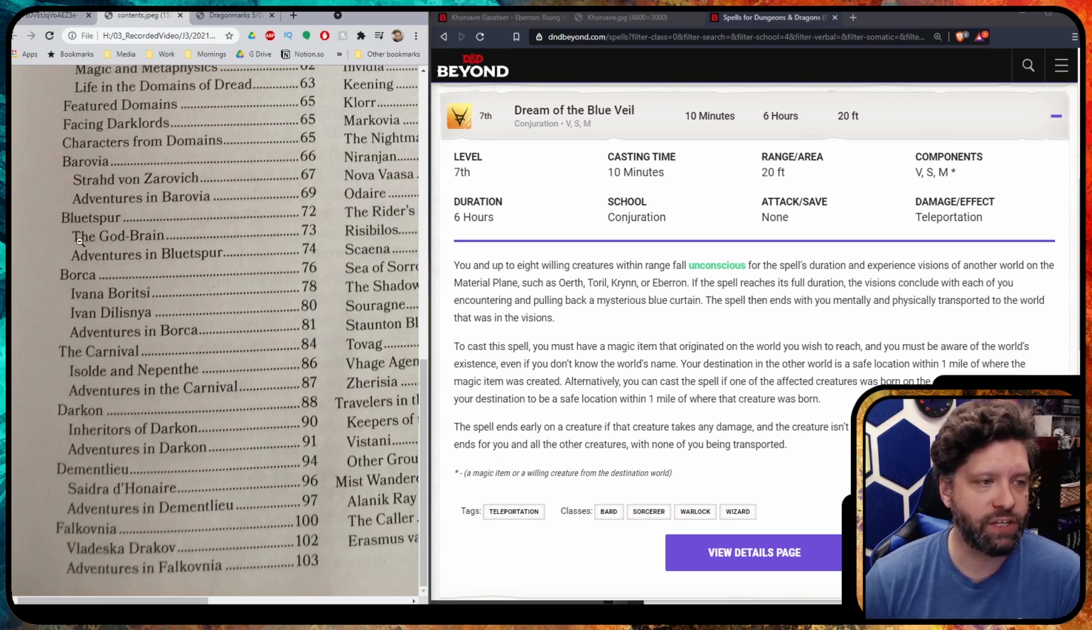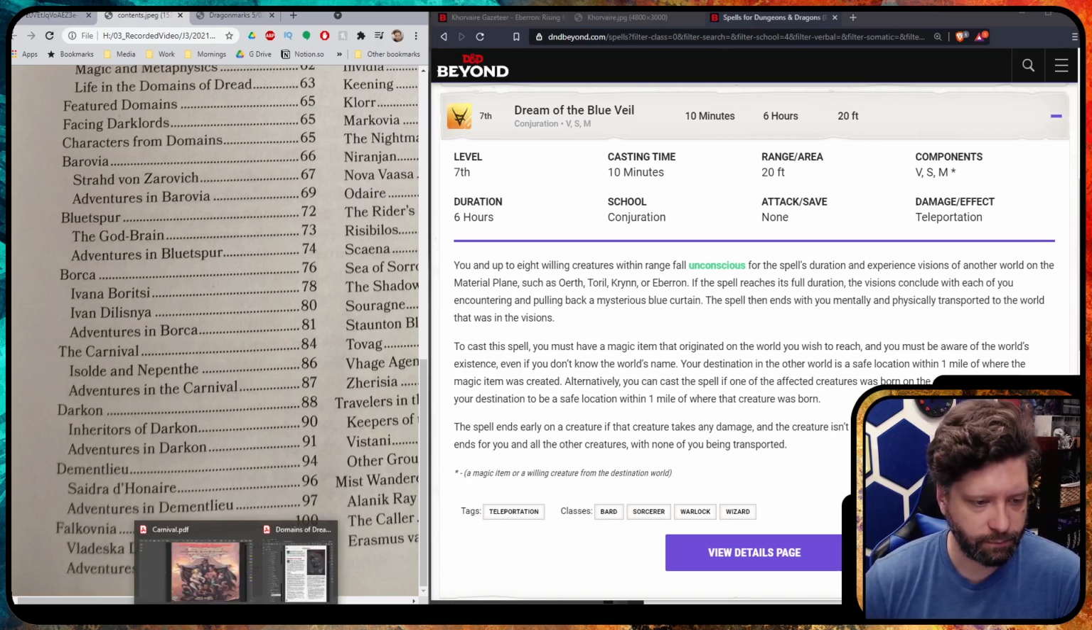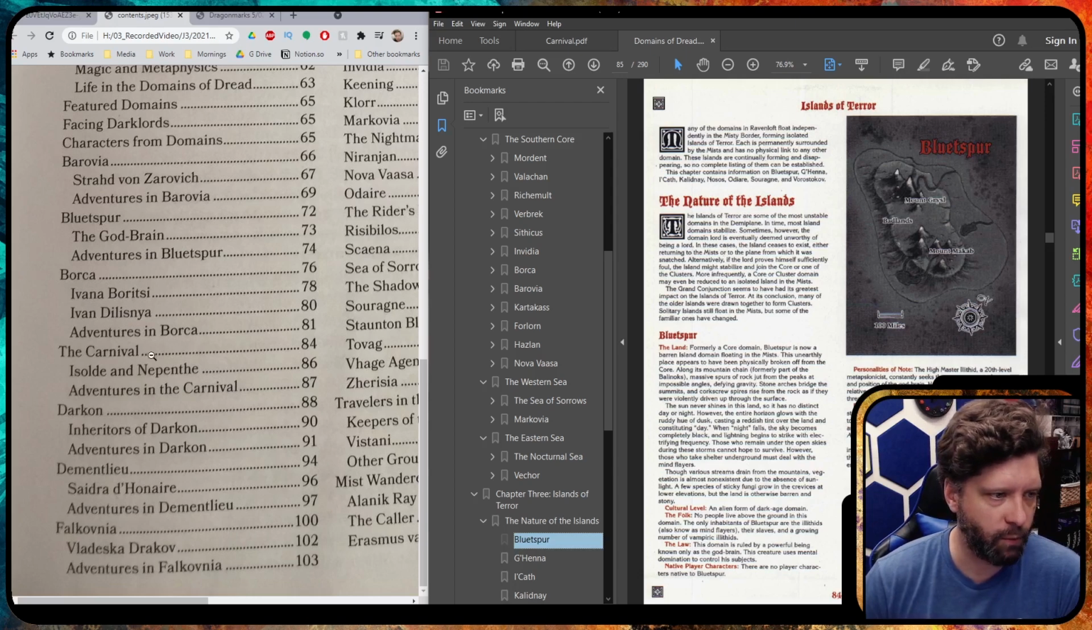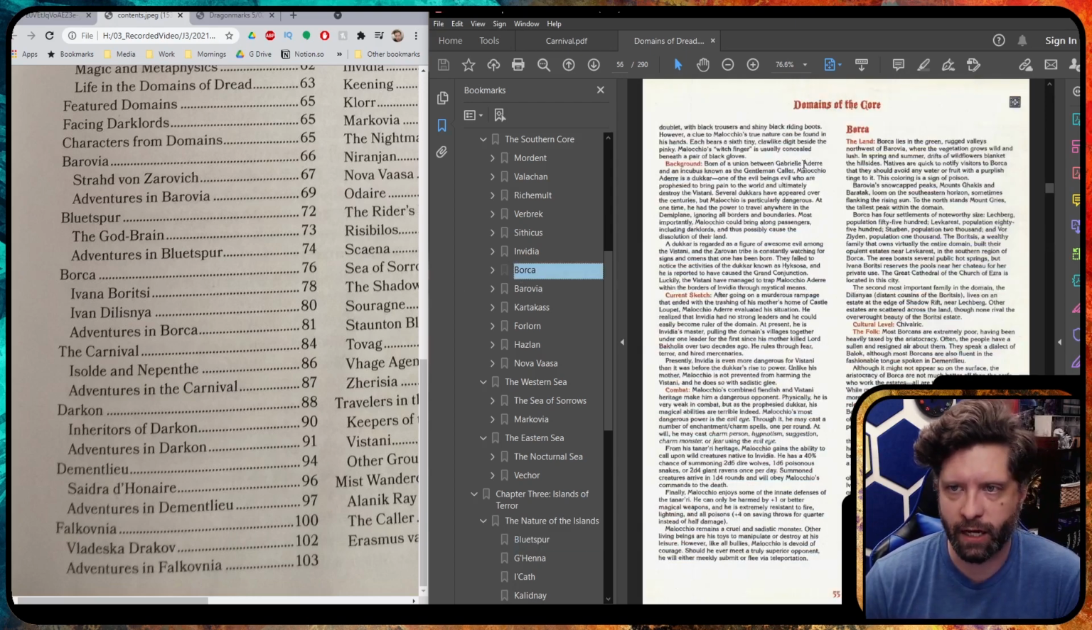Bloodspur, which is the God Brain, and adventures here. And I opened up the original Domains of Dread. So here is the Island of Terror, Bloodspur, and I think I'm pronouncing that correctly. I looked it up, and it's not Bloodspur, it's Bloodspur. And this was an island that was on the core domain, and it broke off. But we have all of these. Like, I can go over here. Here's Borka, and that has a bunch of information.